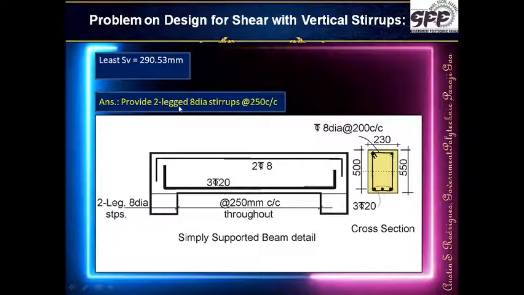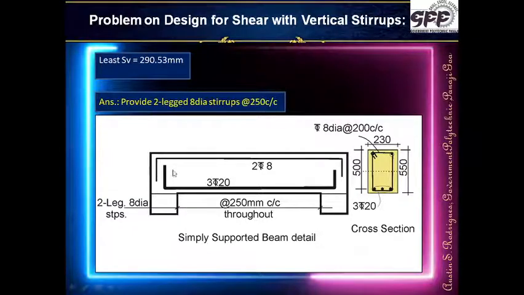So provide two-legged 8 mm dia stirrups; anything lesser than or equal to this we can provide. So I'm providing 250 center to center. So provide two-legged 8 mm dia stirrups at 250 center to center.